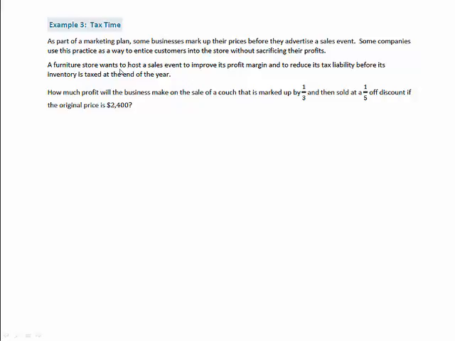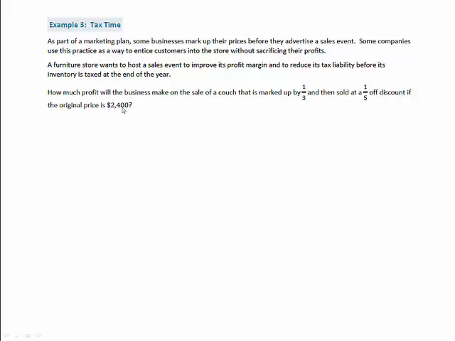A furniture store wants to host a sales event to improve its profit margin. A profit margin is the amount of money they make after they pay for everything, to reduce its tax liability before its inventory is taxed at the end of the year. How much profit will the business make on the sale of a couch that is marked up by 1/3 and then sold at a 1/5 off discount if the original price is $2,400?